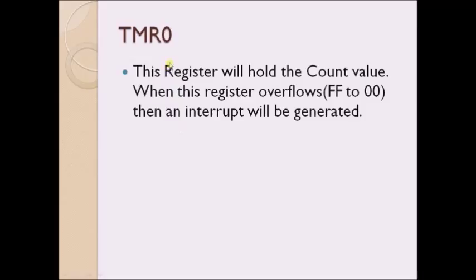Now it's an 8-bit register. So whenever it overflows from FF, that is its maximum value, whenever it rolls over from its maximum value to its minimum value, then it will generate an interrupt.